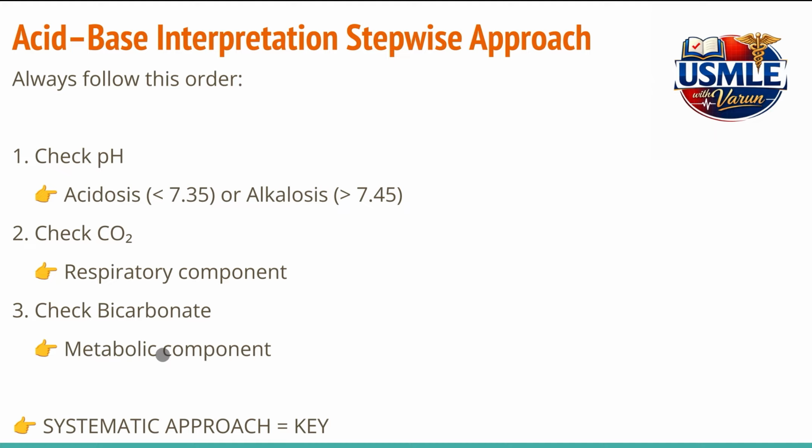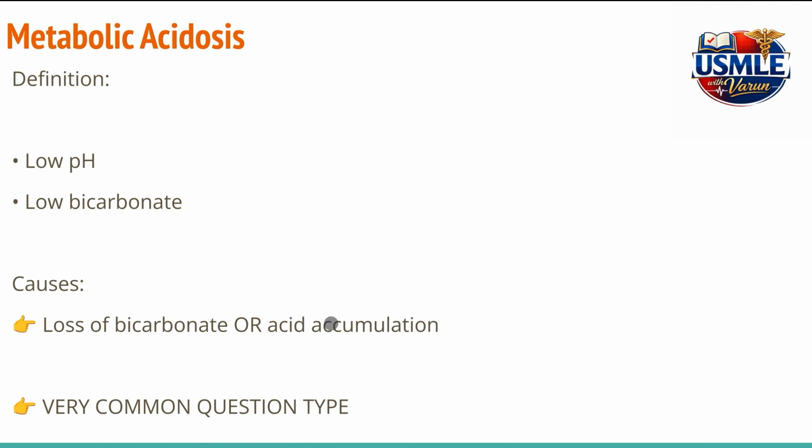Now let's focus on metabolic acidosis. Metabolic acidosis is characterized by low pH and low bicarbonate. It occurs either because acids accumulate or bicarbonate is lost.